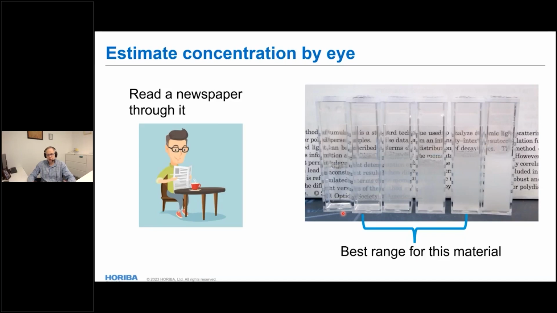And so if you're just getting started, you need to start somewhere. You want to have it clear enough that you can read a newspaper through it, or read your cell phone through the suspension. And so here is a series of suspensions, and you can see the best range, which is something we measured for this particular suspension, was from pretty much clear to slightly cloudy.